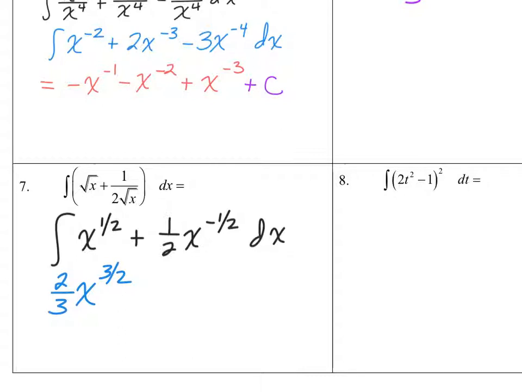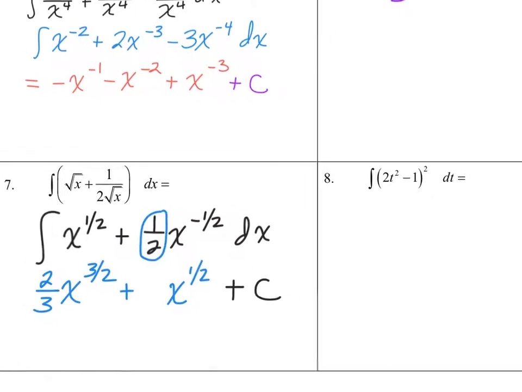All right, the next part, increase the exponent by 1, becomes x to the 1/2. But then if I divide the 1/2 by my new exponent, it's going to go to 1 anyway. So that's nice. A little plus c action there. And you're good to go.